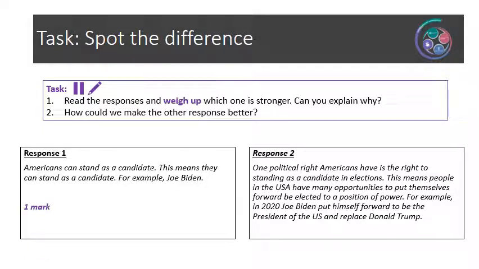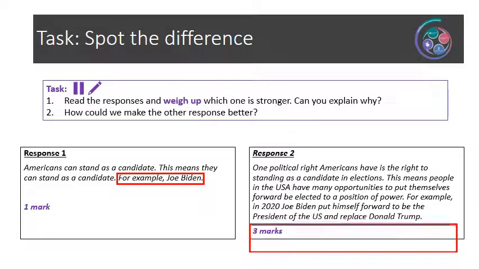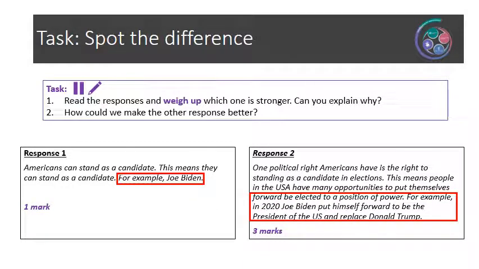Now that you've had a go, response 1 would achieve 1 mark, response 2 would achieve 3. And one common pitfall to note here is the lack of detail in pupils' examples. In other words, what you should try to do is include details about your example as far as possible.